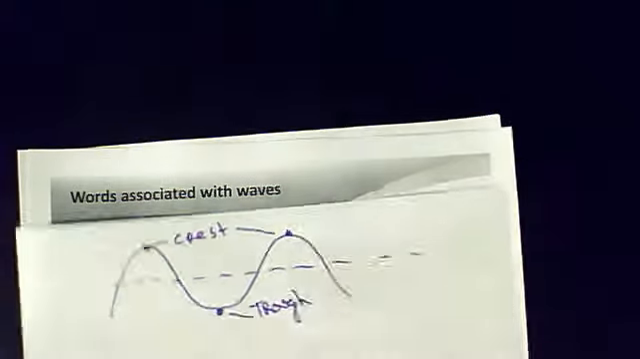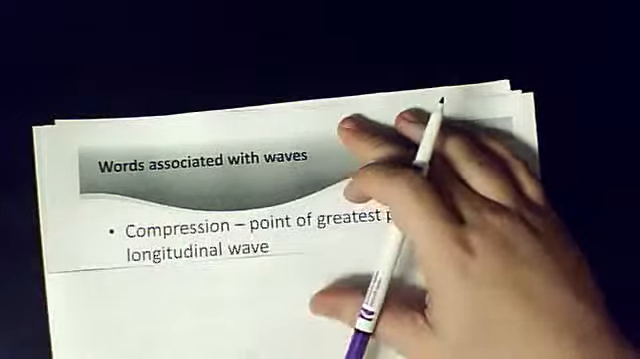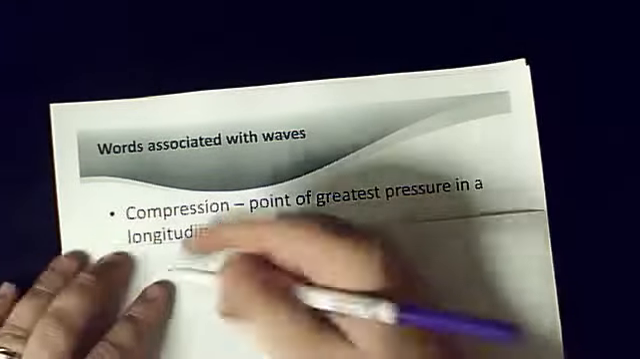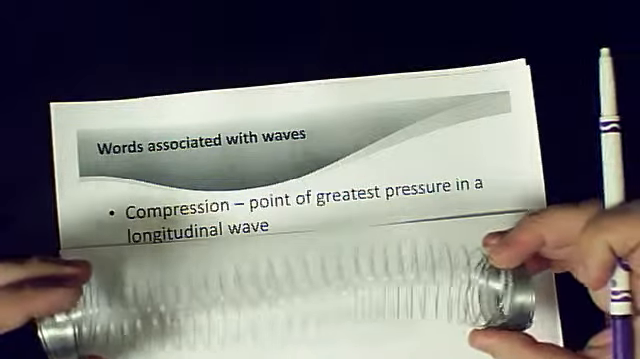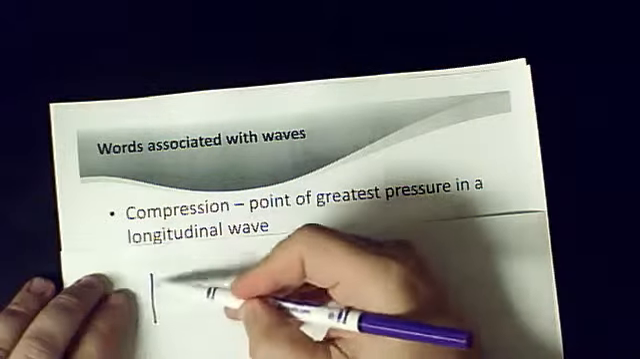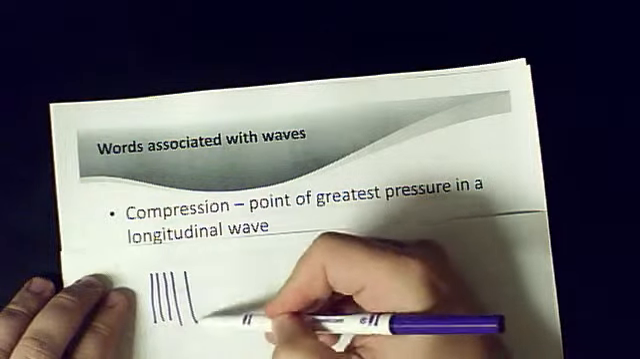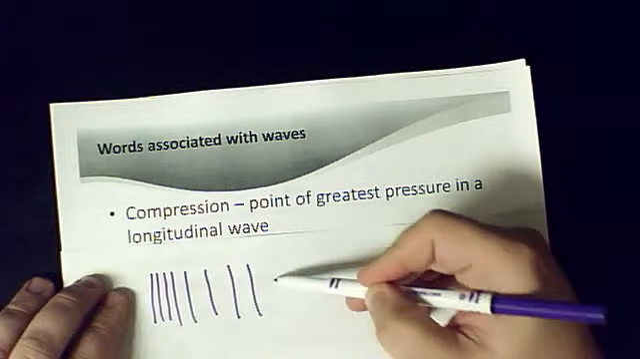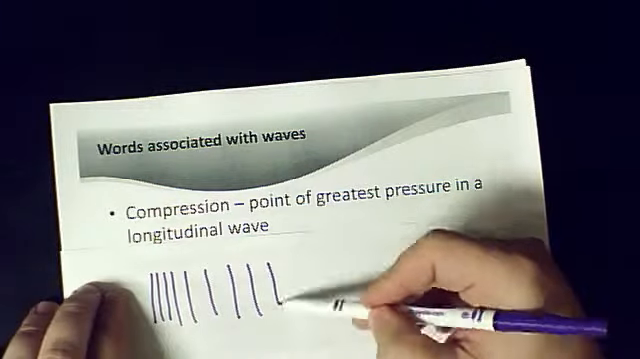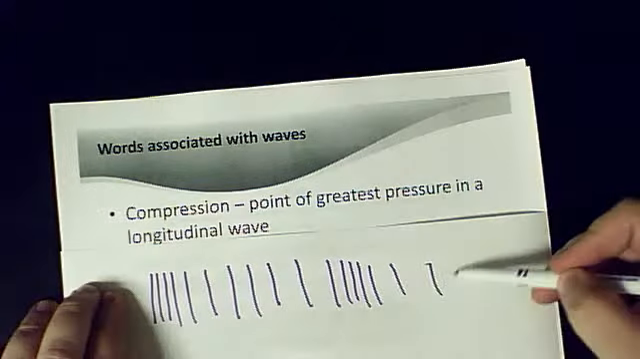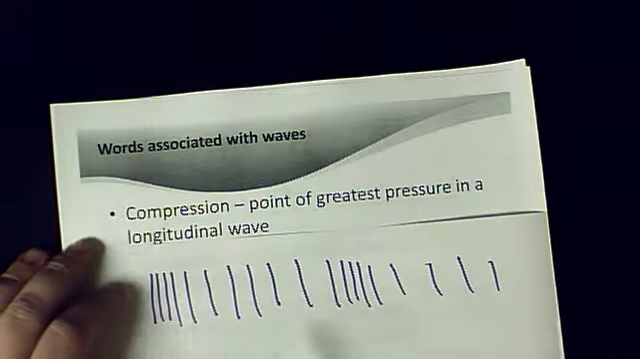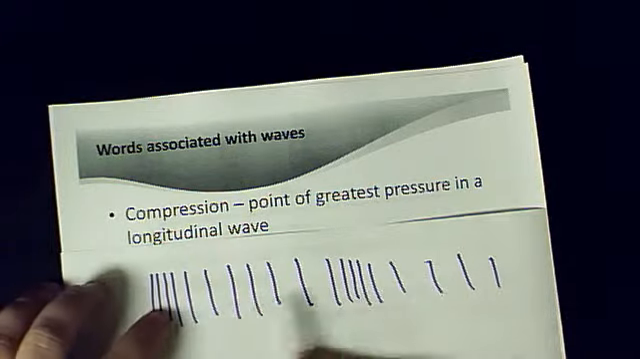Now, let me get another sheet of paper here. With this one, compression, this is dealing with longitudinal waves. So if we look at this spring for a second, instead of drawing all the coils of the spring, I'm just going to draw vertical lines. And as that wave moves, those springs get bunched together and then they spread out. And then they get bunched together and then they spread out. Okay? So this would be one complete wavelength.